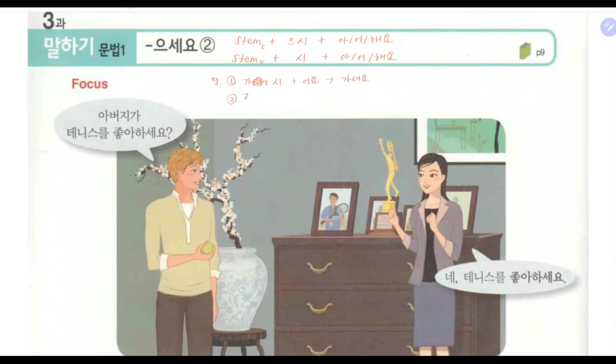How about 좋다. 자, something is good. Get rid of 다. 그리고 받침 있어요. So 우리 으시 더해요. And then sentence ending. So it becomes 좋으셔요. Done?